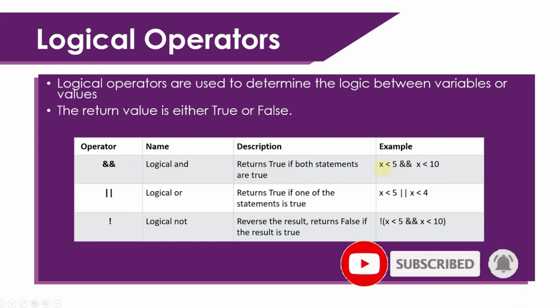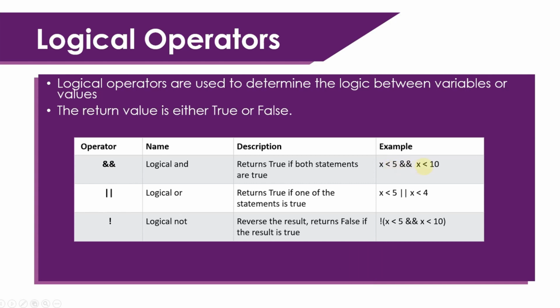So, let's say meron tayong x less than 5 and x less than 10. So, let's say yung x natin is 1, 1 less than 5, that is true, and 1 less than 10, both of these statements are true. So, ibig sabihin, ang output po is true. Next, ito naman pong vertical line po natin or the logical OR. Returns true if one of the statements is true. So, ibig sabihin, kahit isa lang dun sa dalawa, true na pong output niya. So, here, meron tayong x less than 5 or x less than 4. So, dito sa statement natin na to, kahit isa lang ang true na po ang output.